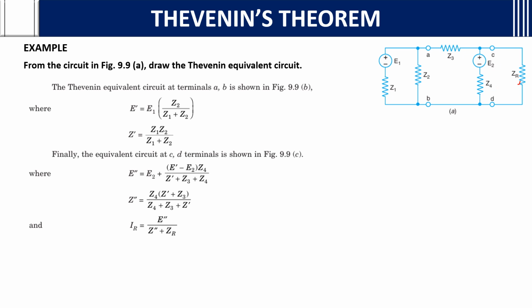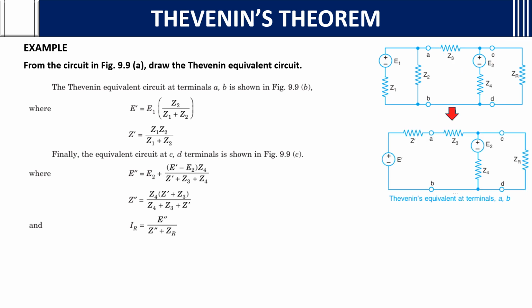To get the Thevenin equivalent circuit and get the load current at R, what we will do is consider first the Thevenin equivalent circuit at A and B. So this circuit will be eliminated, which means the circuit is not there. We want terminals, so we consider this as a load. So we will eliminate this.